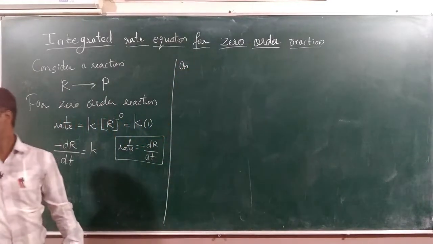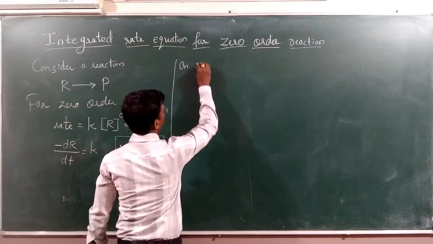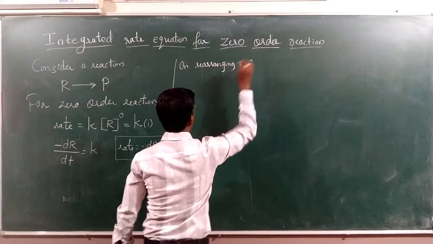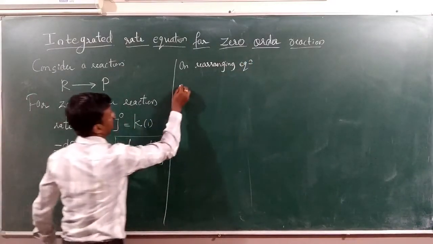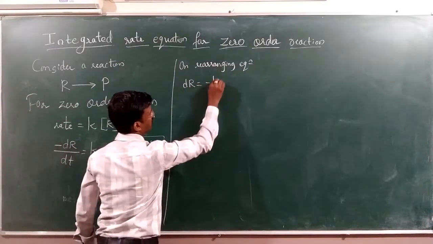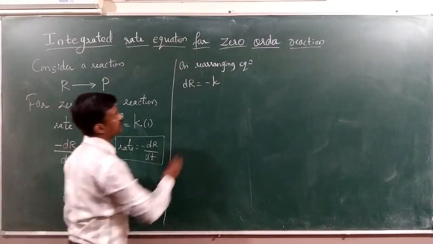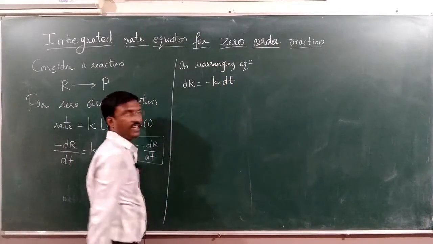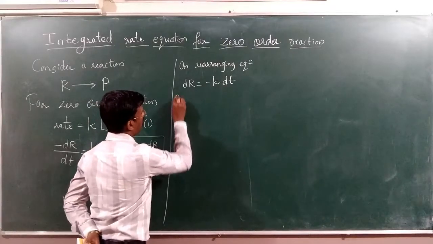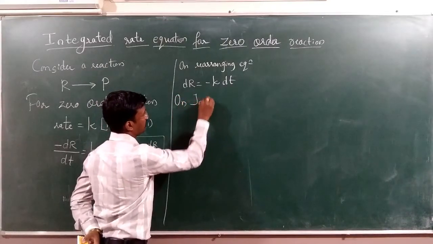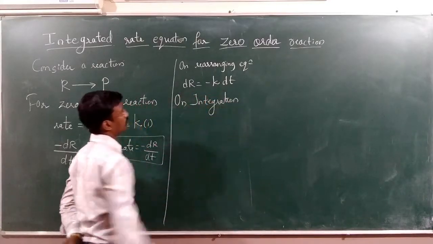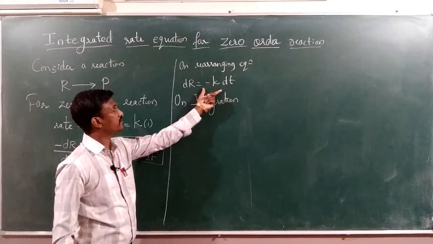On rearranging the equation, I am sending the minus to that side, so the remaining is dR equal to minus k, and dt comes to the right side. Therefore, dR is equal to minus k into dt. On integration, we are applying the integration to both sides, the left side and the right side.